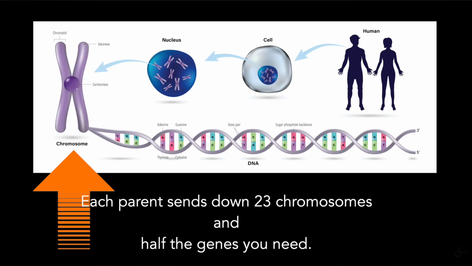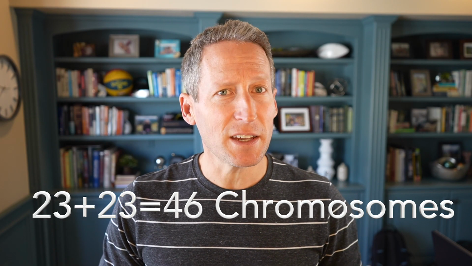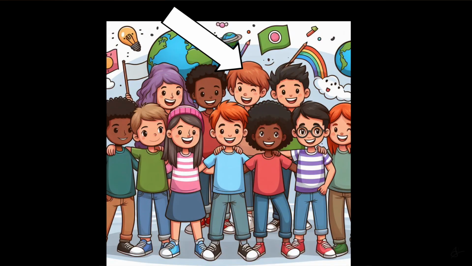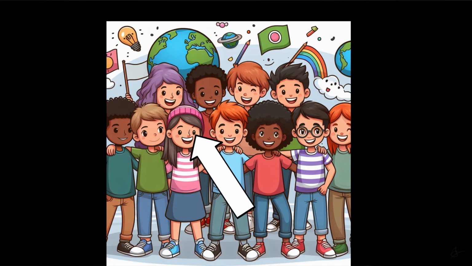Today we talk about exactly how you inherited your traits. Each of your biological parents sent down 23 chromosomes to you, and half the genes you needed to be a full human. Together, that made 46 chromosomes and 2 of each gene. You were ready to go. And at that point, almost every genetic trait that you have was determined. So let's look at why.